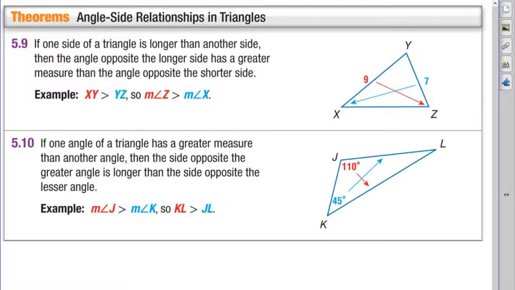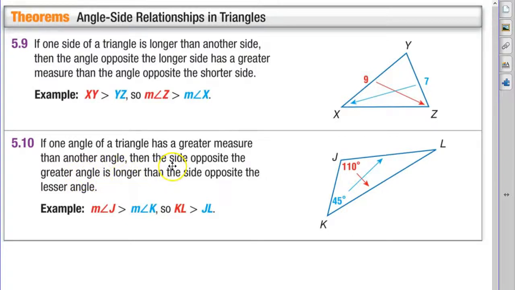Okay, so the other two theorems I think are quite a bit easier to sort out, to be honest. They're almost common sense theorems once you realize what's happening. So, angle side relationships. If one side of a triangle is longer than another side, then the angle opposite the longer side has a greater measure than the angle opposite the shorter side. It seems weird and strange until you look at the drawing here. We first know that XY, which is 9, is bigger than YZ, which is 7. So since that's opposite the bigger side, that's the bigger angle.